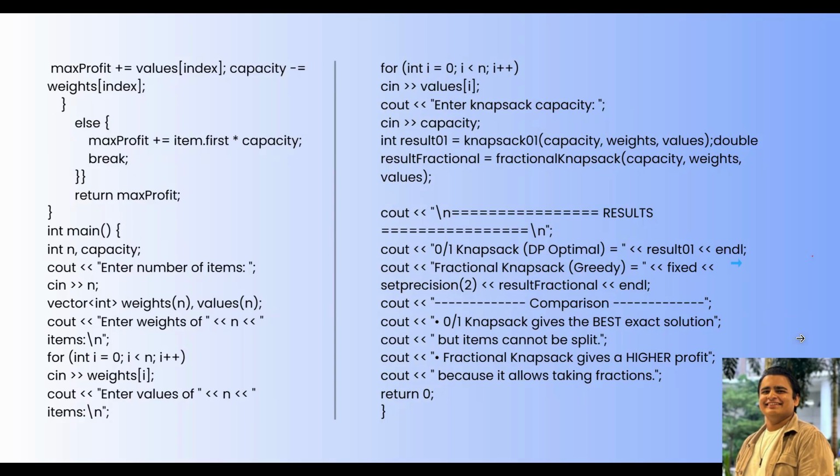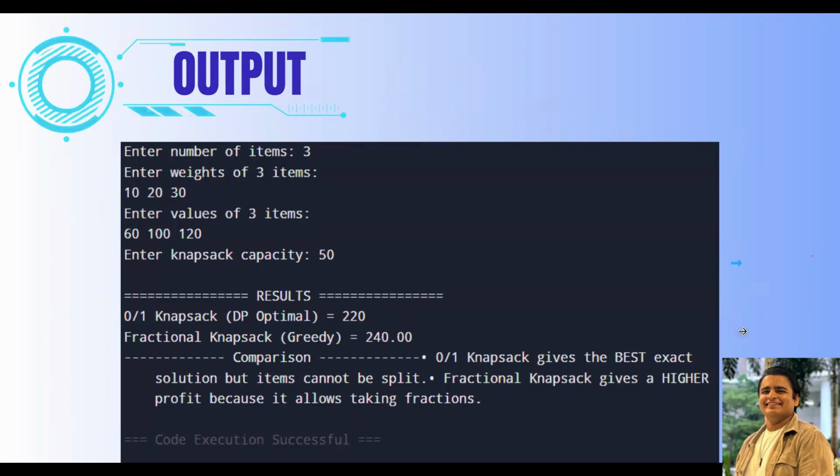Once this is done, the program displays both final results, the dynamic programming result for the 0/1 knapsack and the greedy result for the fractional knapsack. This slide shows the output of our program for a sample input. The 0/1 knapsack using dynamic programming gives a maximum value of 220 since it only allows taking whole items. The fractional knapsack produces a value of 240 because it allows taking fractions of items, which increases the total profit. This clearly demonstrates the difference between the two approaches.